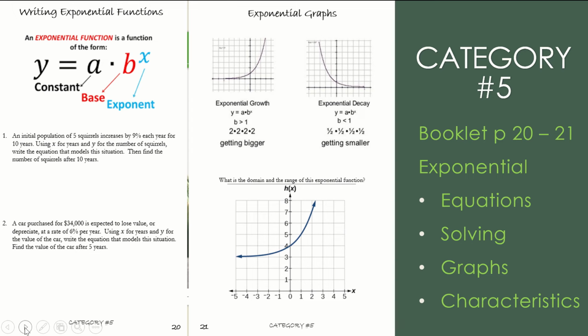An exponential function is a function in the form of y equals a times b to the power of x. A is a constant, which represents the initial amount. B is the base, which is our growth or decay rate, how much something increases or decreases, and x is the variable in time.